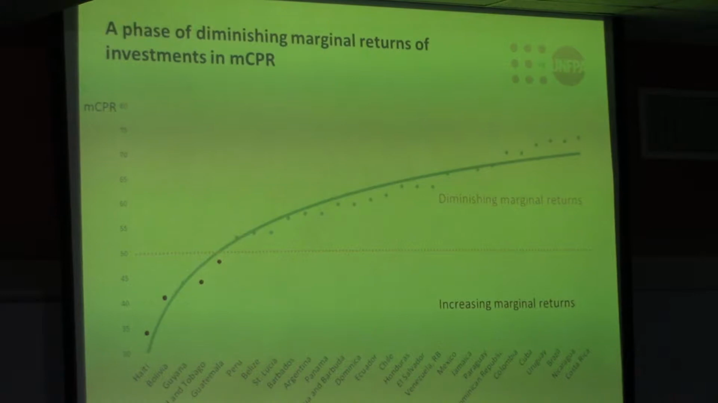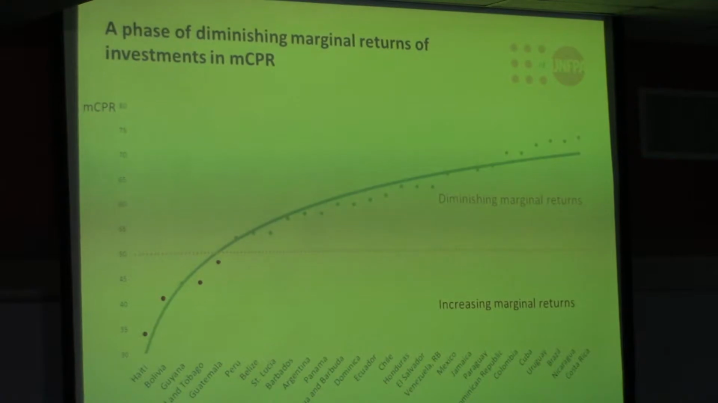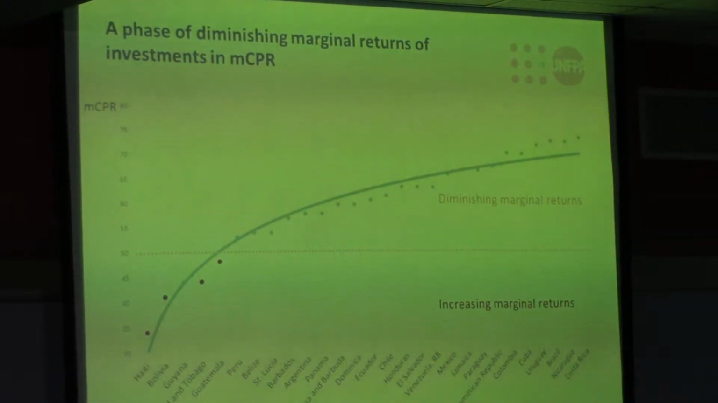This last curve is the same that I showed you, but it includes only the Latin American and Caribbean countries. As you can see, we are showing here the last part, the third phase of this S-shaped curve. And there are only 5 countries in our region that are still in the second phase, a phase which we can call increasing marginal returns.